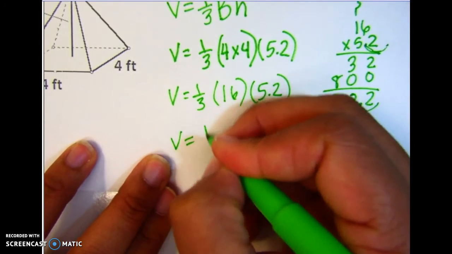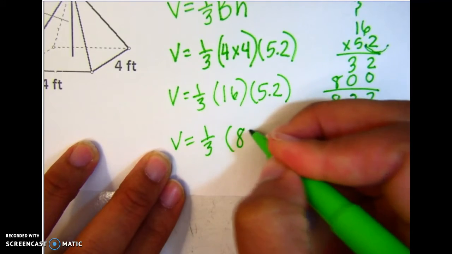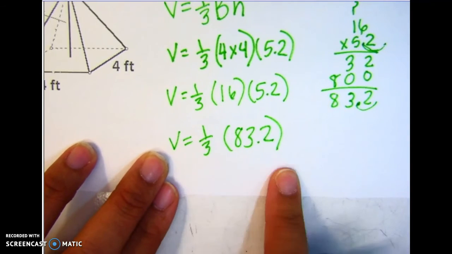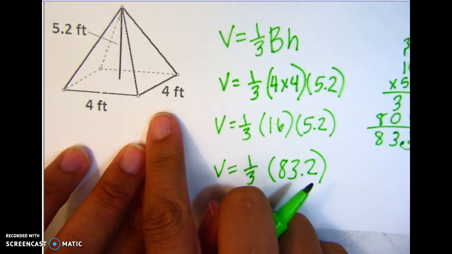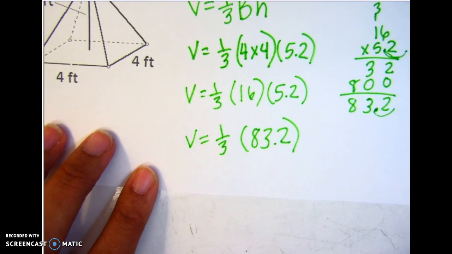So now I need 1/3 of 83.2. Divide that, get your answer, make sure you have feet cubed, and ask Ms. Gardner or the teacher to check you.